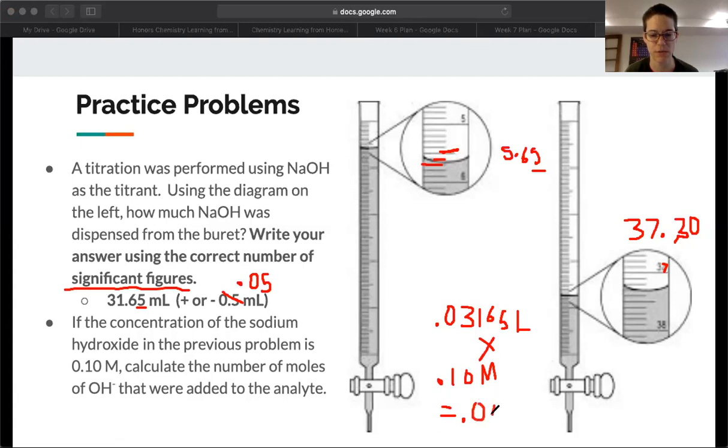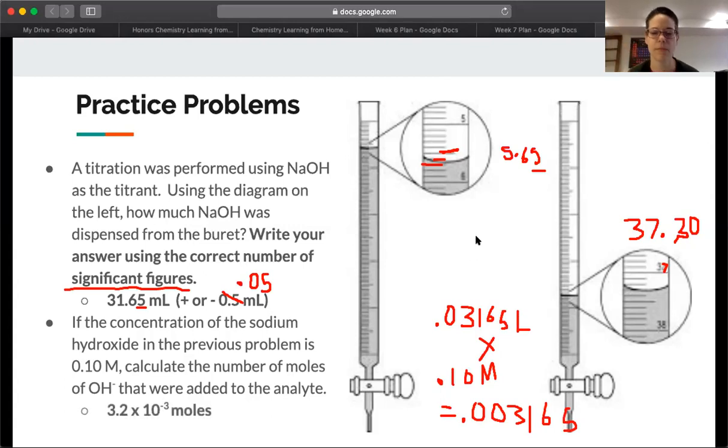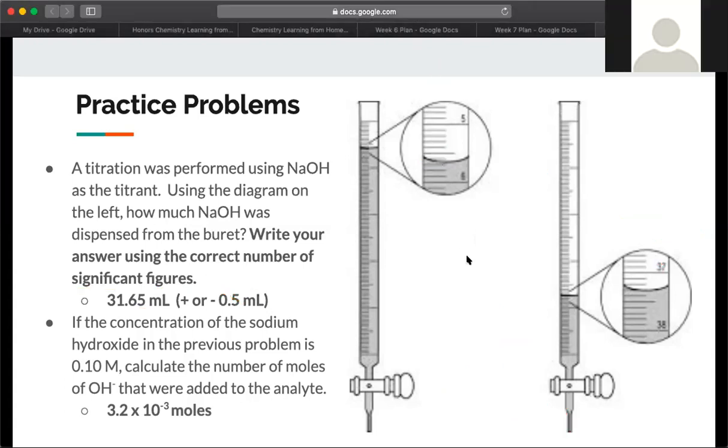0.03165. So that's that. So that's the titration stuff.